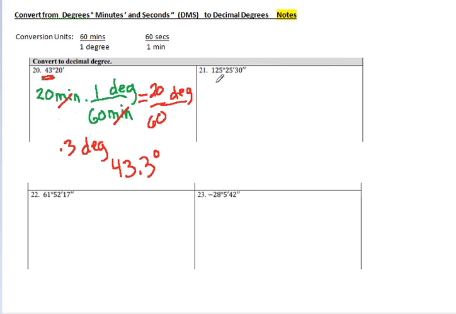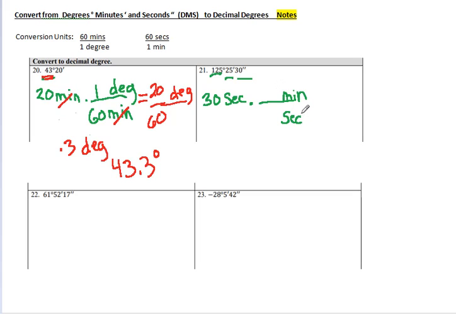Now this one has degrees, which we're going to leave alone, but it has minutes. It also has seconds. So the first thing I'm going to deal with are those seconds. I want to get rid of the seconds. So I'm going to write 30 seconds. I'm going to use the words just because it's a little easier to cancel out. And I'm going out of seconds. I'm going to be taking these seconds and converting them into minutes and putting them with that one. So I'm going from seconds into minutes. So we're kind of working backwards.